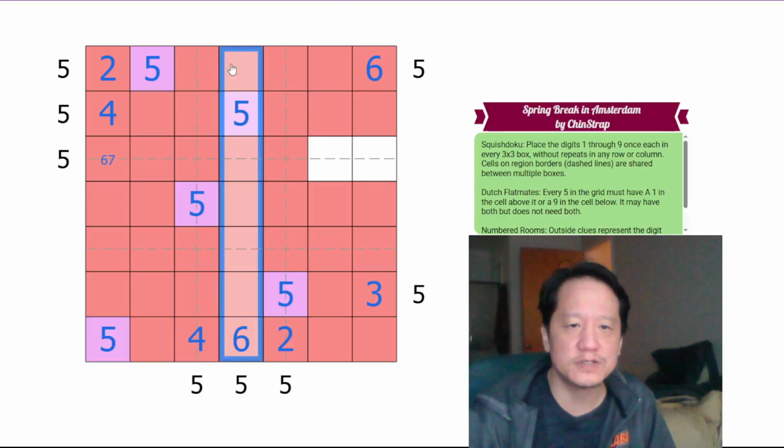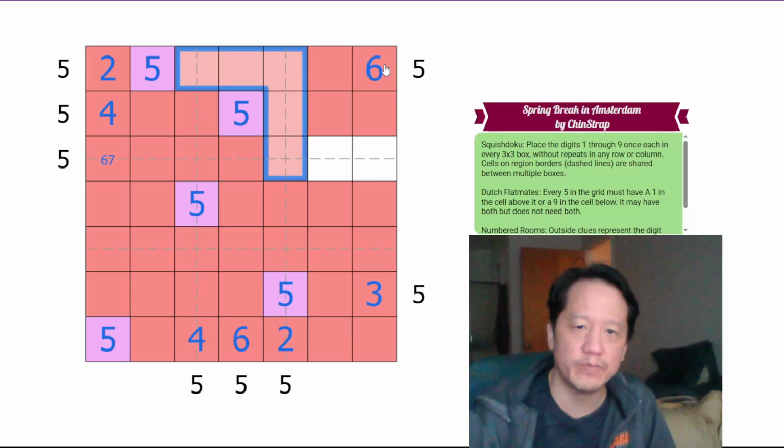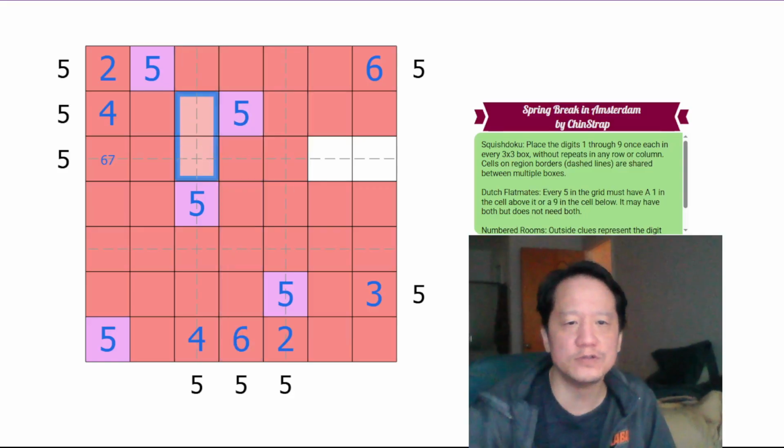Where is 6 in this upper central box? 6 can't be here because of 6 in the row. 6 can't be either of these because it's in the same box here. And 6 can't be here because of 6 in the column. So 6 has to be one of these two cells.